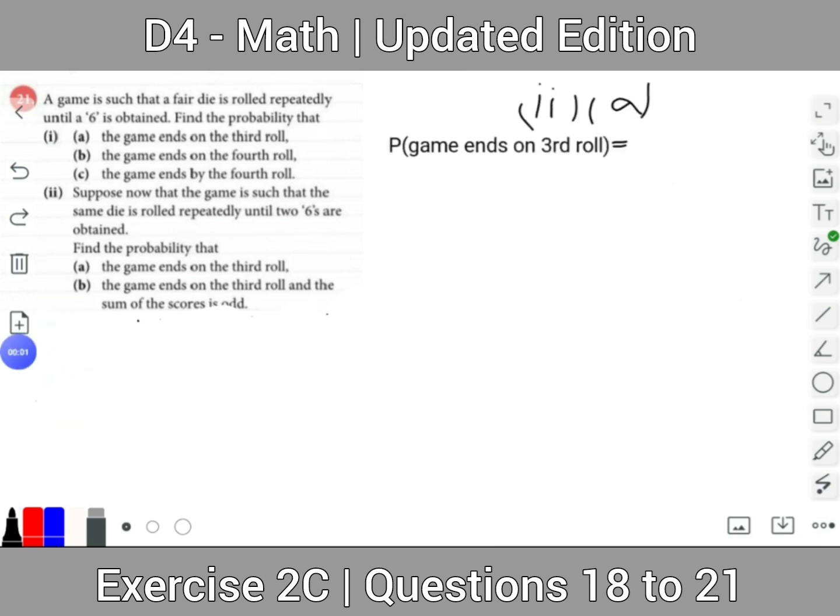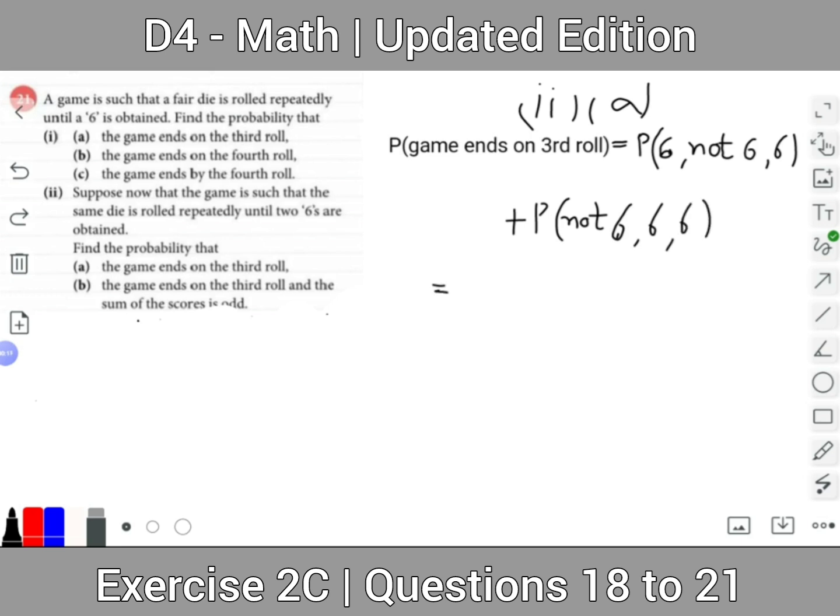Now in question 21 part 2, suppose now that the same die is rolled repeatedly until two sixes are obtained. So find the probability that in part A the game ends on the third roll. So now we have the following two possibilities. The first possibility is 6, not 6, and the third one is 6. Plus, first is not 6, second is 6, and third is 6.